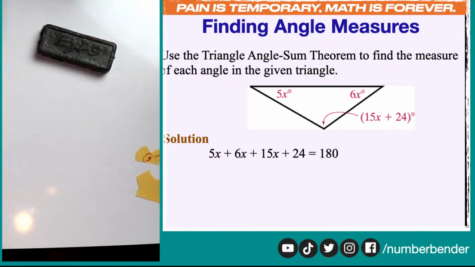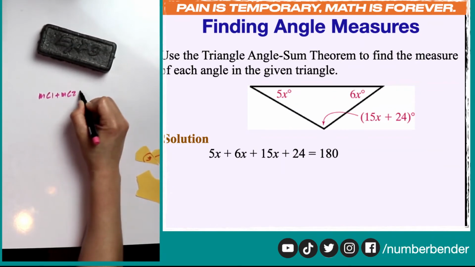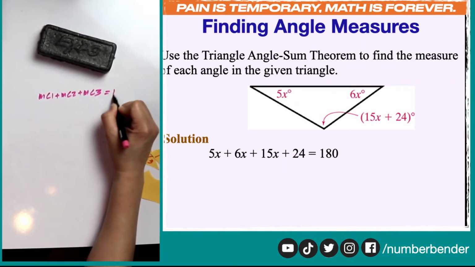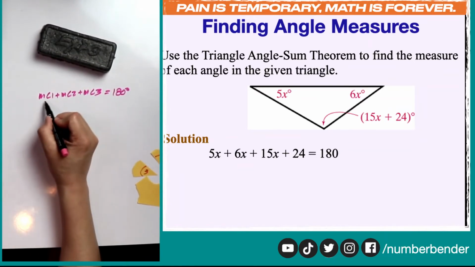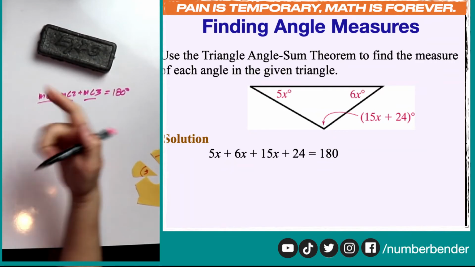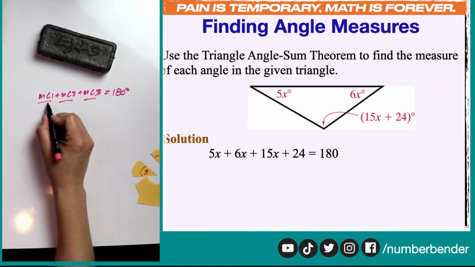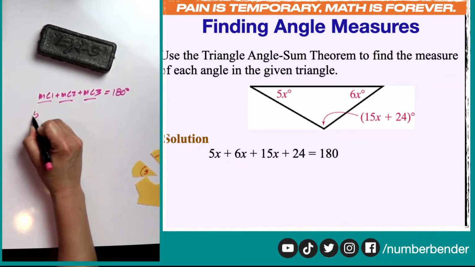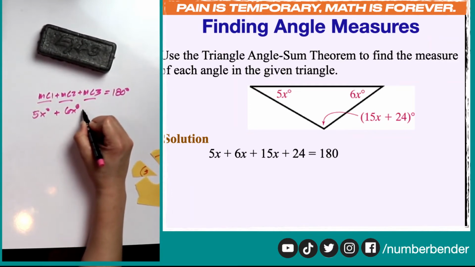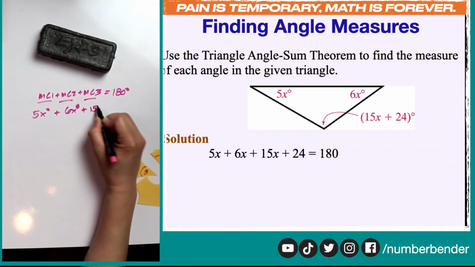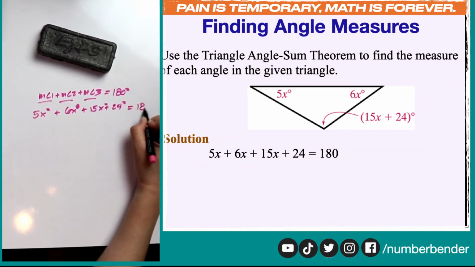So we have the measurement of angle 1. If we add it to the measurement of angle 2, and if we add it to the measurement of angle 3, it will equal 180 degrees according to the Triangle Angle-Sum Theorem. But in this case, 1, 2, and 3 are being shown as algebraic expressions. So for angle 1, let's use 5x degrees, for angle 2, 6x degrees, and for angle 3, 15x plus 24 degrees, which is equal to 180 degrees.